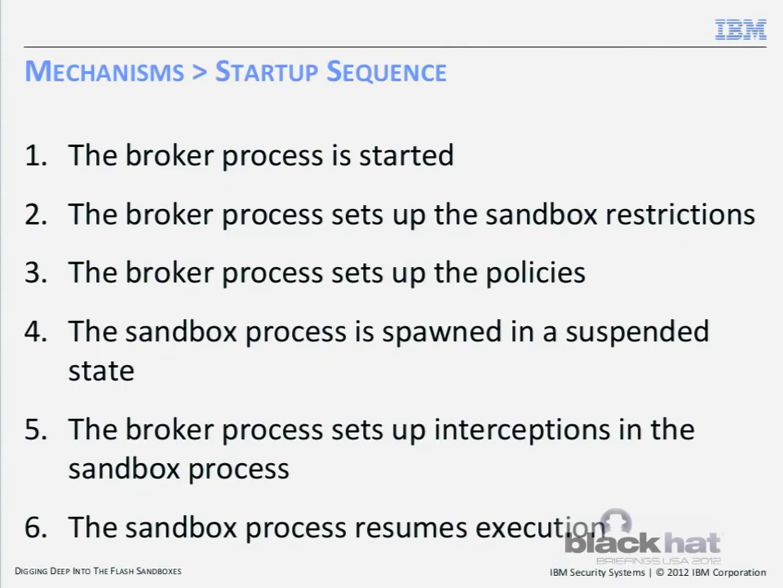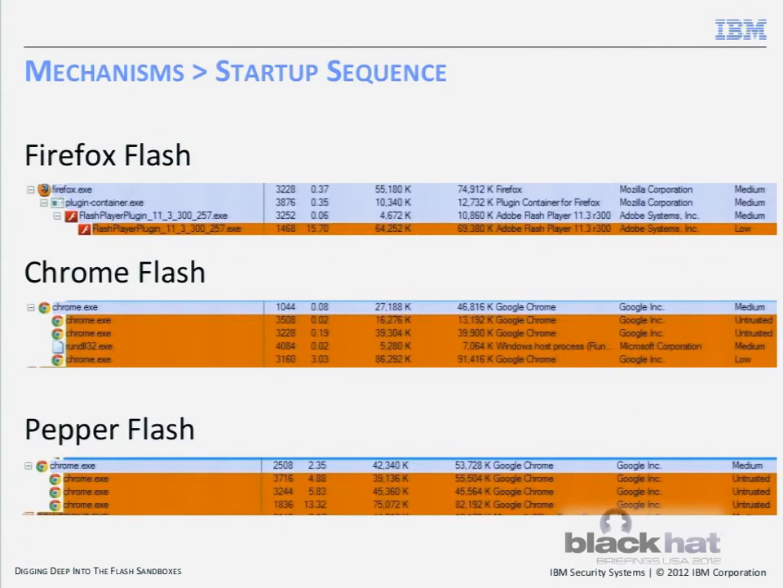Once the interceptions are in place, the sandbox process will then resume execution, and that starts the parsing and rendering of the Flash content. Here's how the process tree will look after a sandbox is started. You can see here the components that I've talked about earlier. For Firefox Flash, you can see the Firefox browser process, the plugin container, and the FlashPlayerPlugin.exe that spawned another instance of FlashPlayerPlugin.exe, the Flash player.